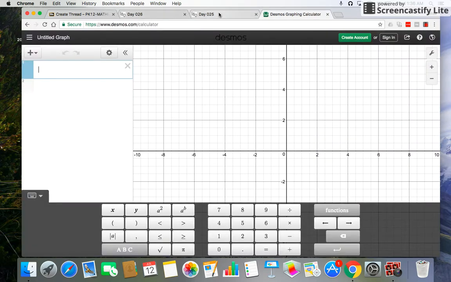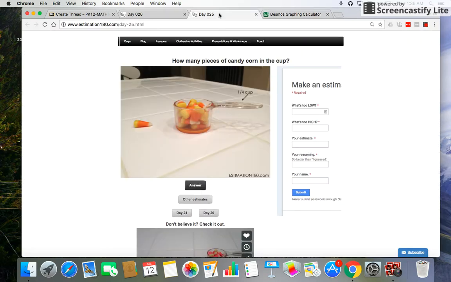And I'm going to show you another one called Estimation 180. This is something that I do with my students as a warm-up activity every day.